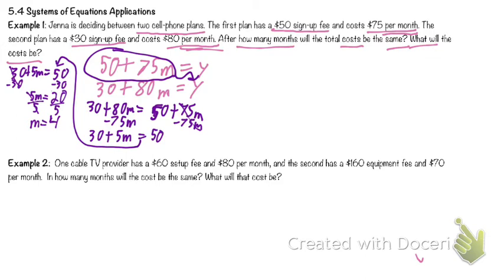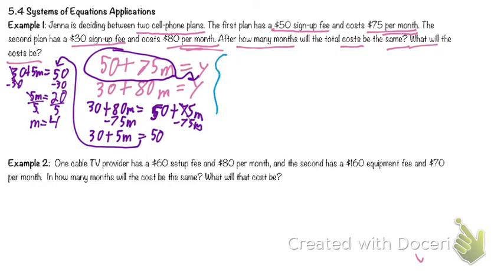What's the other question it's asking us? What will the cost be? So what do we have to do with this 4? Plug it in so we can find the cost. Where do you guys want to plug it in? 30 plus 80m? Okay, you can plug it in top or bottom, doesn't matter. Would we rather multiply 4 times 80 or 4 times 75? 4 times 80, it has a 0 at the end. Okay, let's do that one. We could choose.